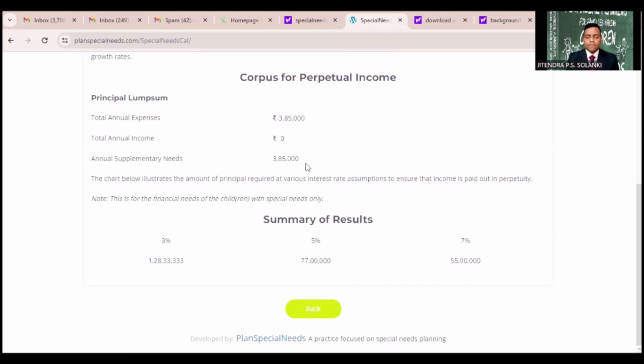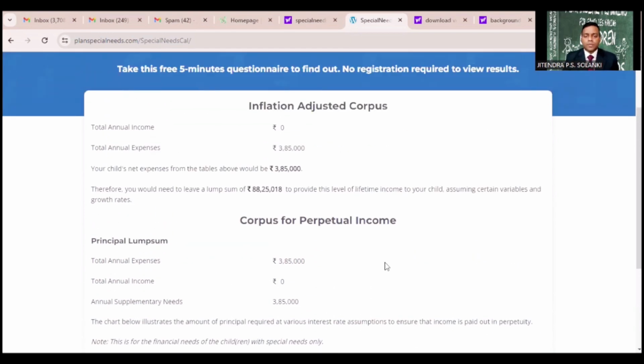Now, there is also one corpus for perpetual income, which says that if 3,85,000 is the annual need today, and I have to just provide 3,85,000 for the next 55 years, what is the amount of money I should have? So it says with 7%, if this corpus money can grow, then 55 lakh is going to be enough. But if it is 5%, then at least 77 lakh you have to provide.